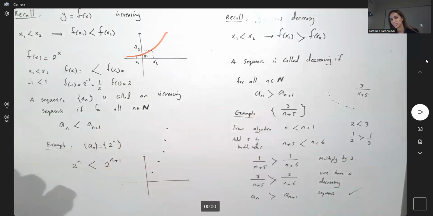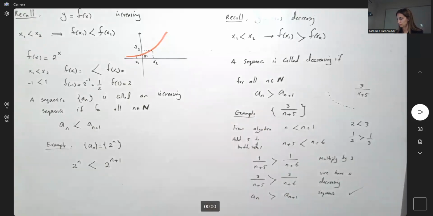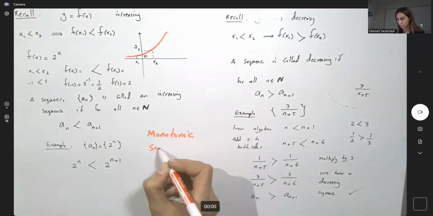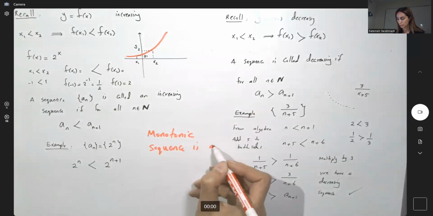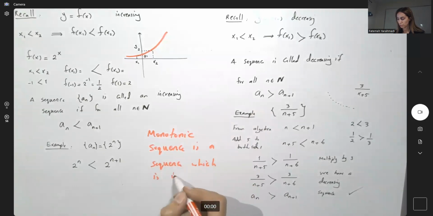Remember that you could take the derivative and show that the derivative is negative. Then you have a decreasing function as well. This is another criterion that we're going to discuss later. One last thing: if you have a decreasing or increasing sequence, we call that a monotonic sequence. It is a sequence which is increasing or decreasing.